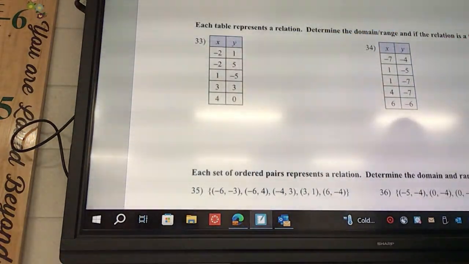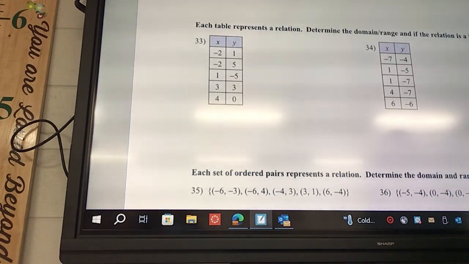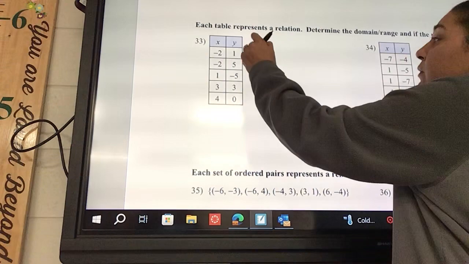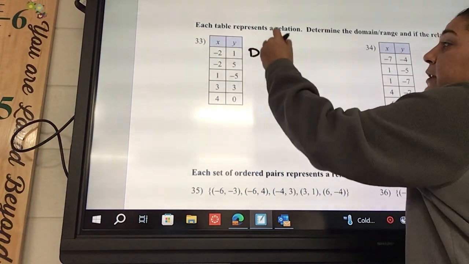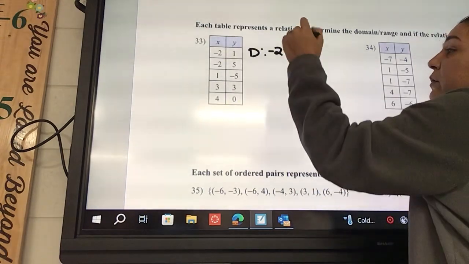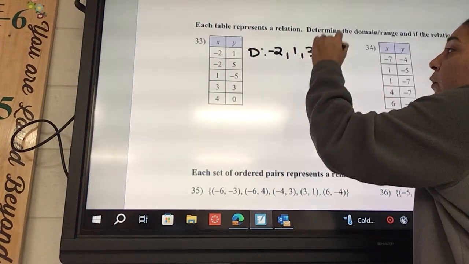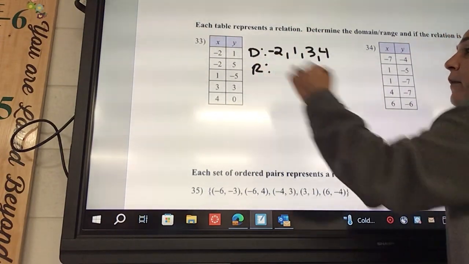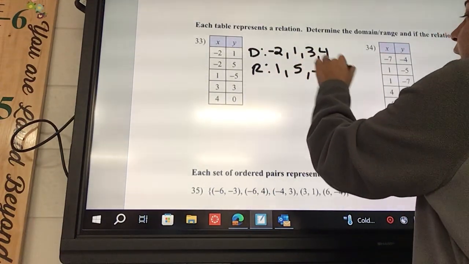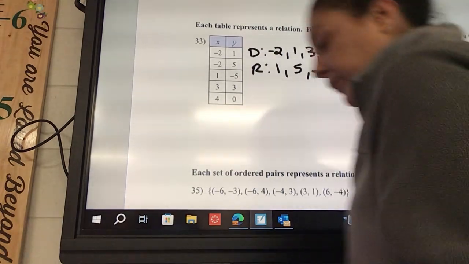Okay, 33. Each table represents a relation. Determine the domain and range and if it is a function. The domain covers the x's. So we're going to say -2. I cannot repeat, so I'm not going to put the other -2 on there. 1, 3, and 4. The range is going to be 1, 5, -5, 3, and 0.